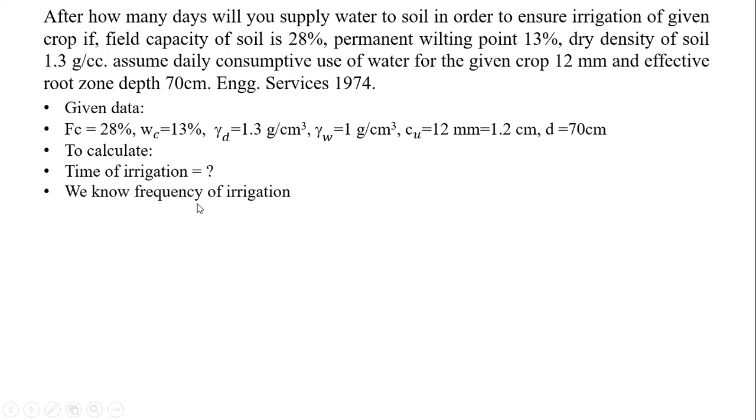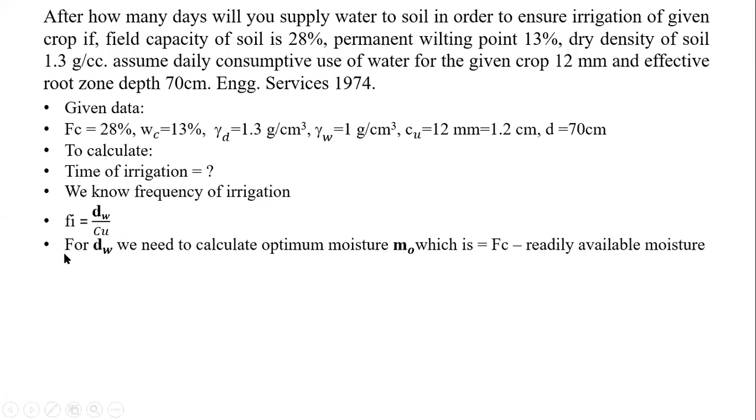Then we know from the equation that the frequency of irrigation, that is a time t, is dw upon consumptive use, where dw is the moisture content available in the root zone which will be absorbed by the soil, divided by the consumptive use. So for finding dw, we need to calculate the optimum moisture content, which is the field capacity minus the readily available moisture.